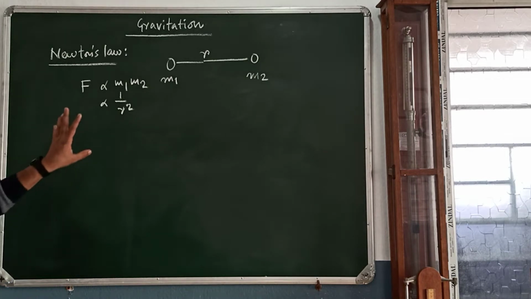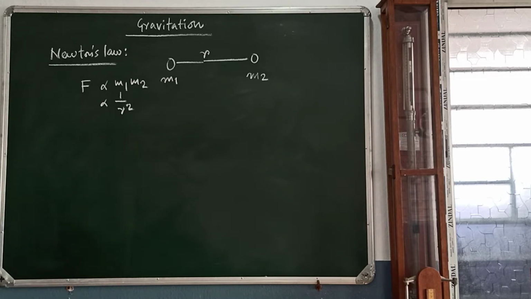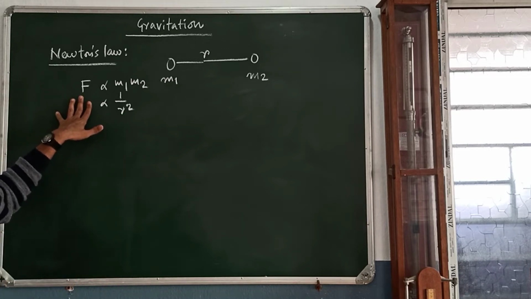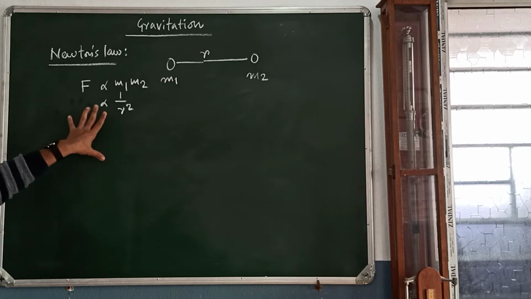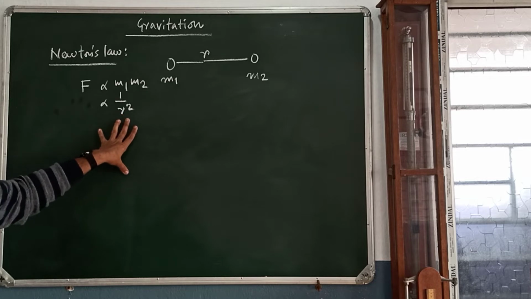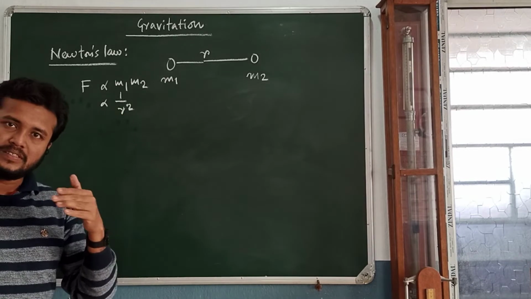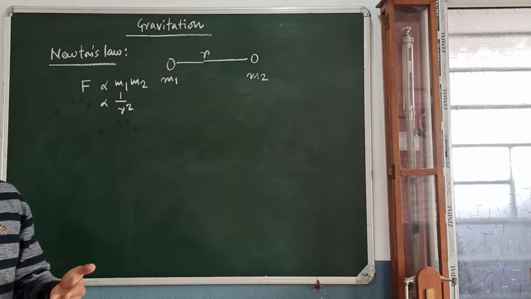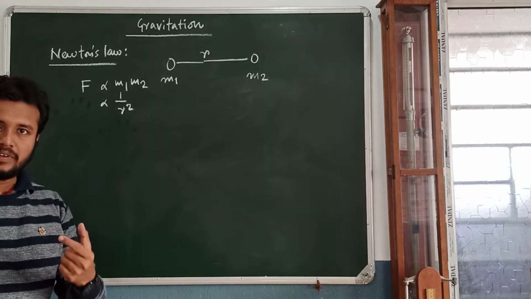That means if the masses of the bodies increase, then obviously the force of attraction between them will be higher. And similarly, the force has an inverse dependency on the distance between the bodies. If we maintain a very small distance between the bodies, the force will be larger. And when the distance is bigger, the attractive force between the bodies will be much smaller.